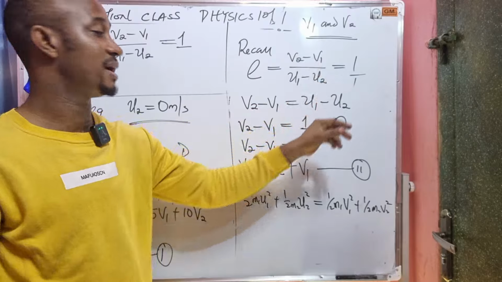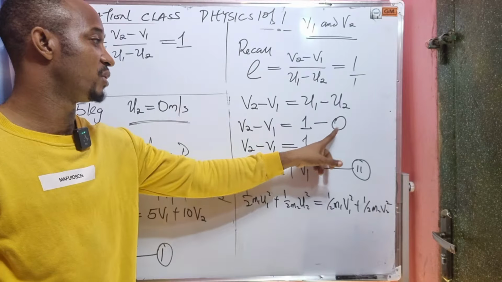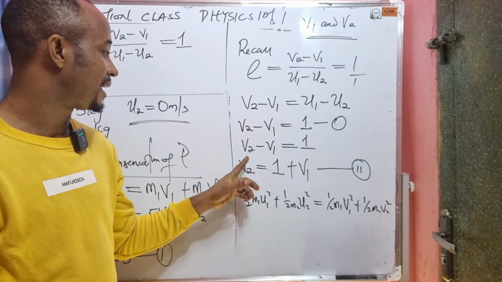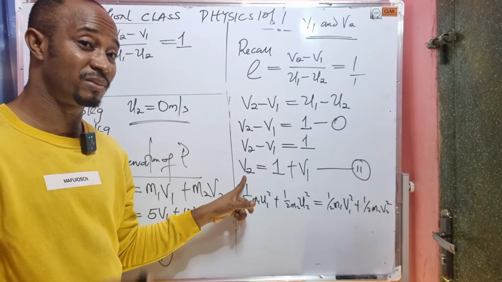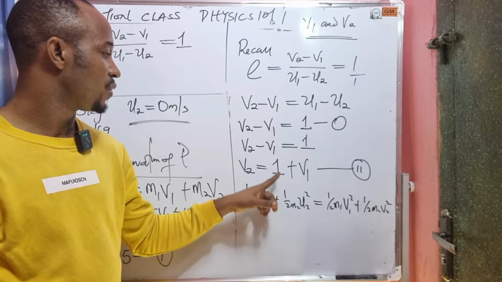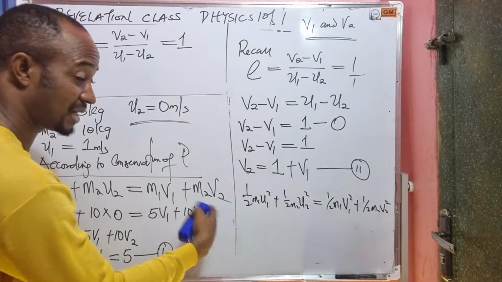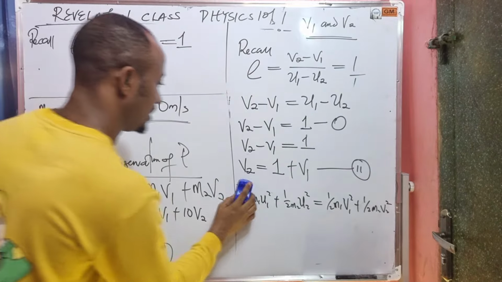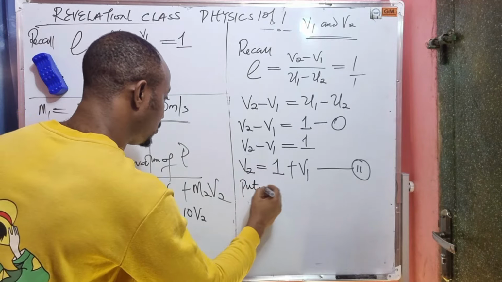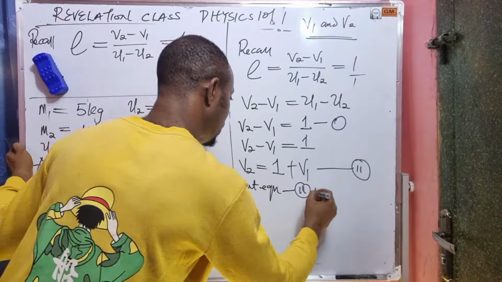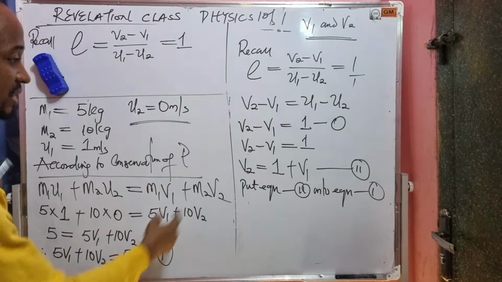Then when you now cross multiply, that will give us this. Then we now say that our U1 is 1, U2 is 0 because the body is not moving, it's stationary. And that gives us this equation here. Then we will now make our V2 the subject of the formula. And that gives us 1 plus V1. Now what do we do? Please don't attempt this, but you can attempt if you want to get the same answer. Anyway, what we do is to put equation 2 into equation 1. I'm solving these two simultaneously.